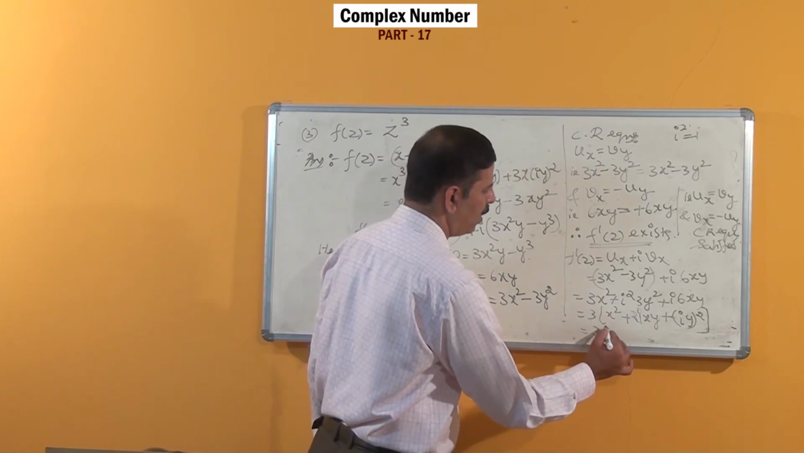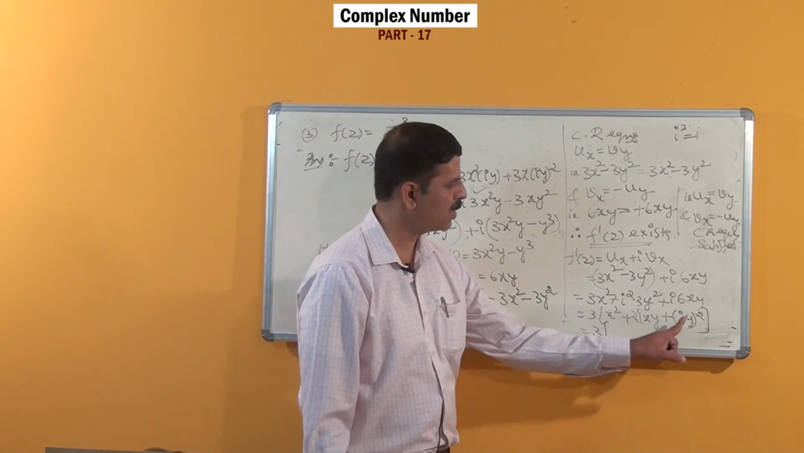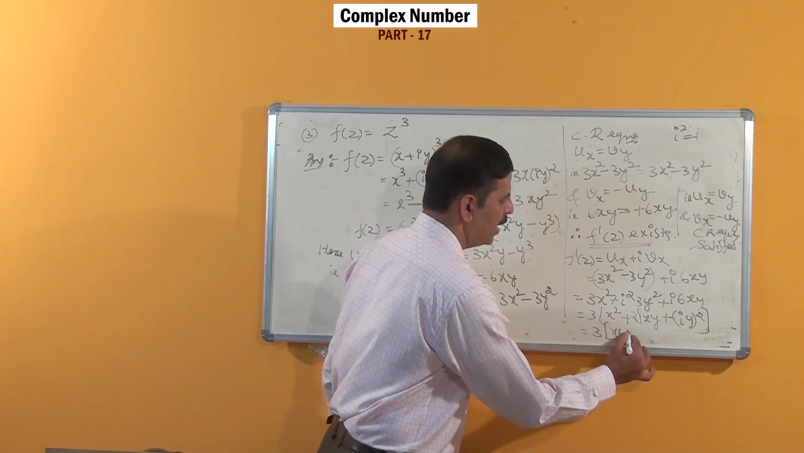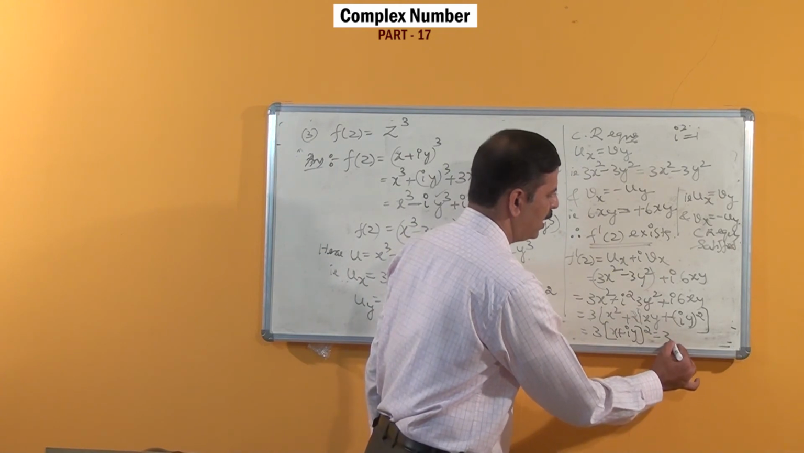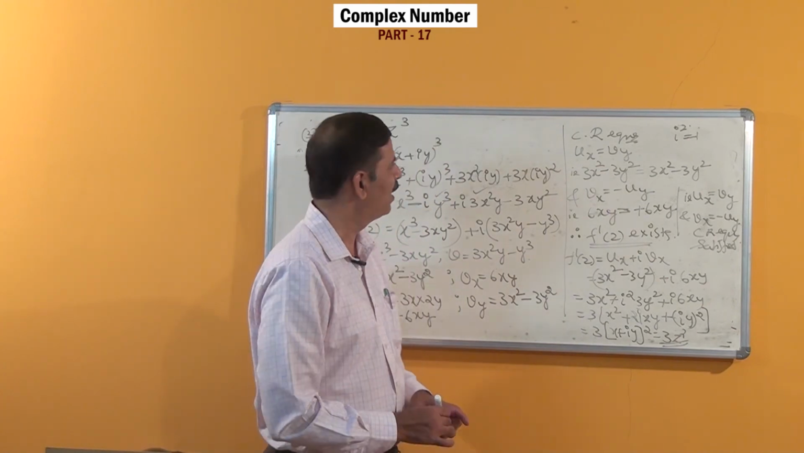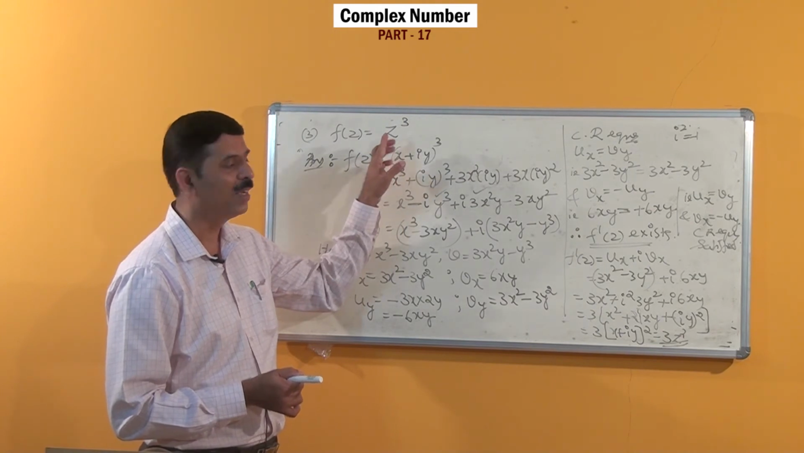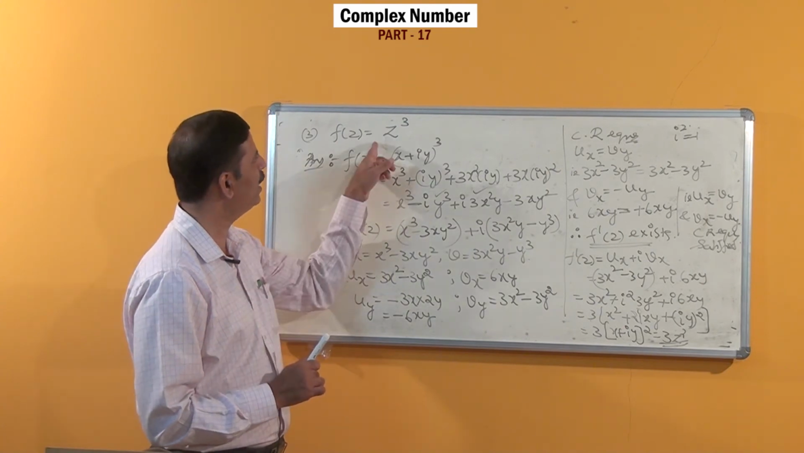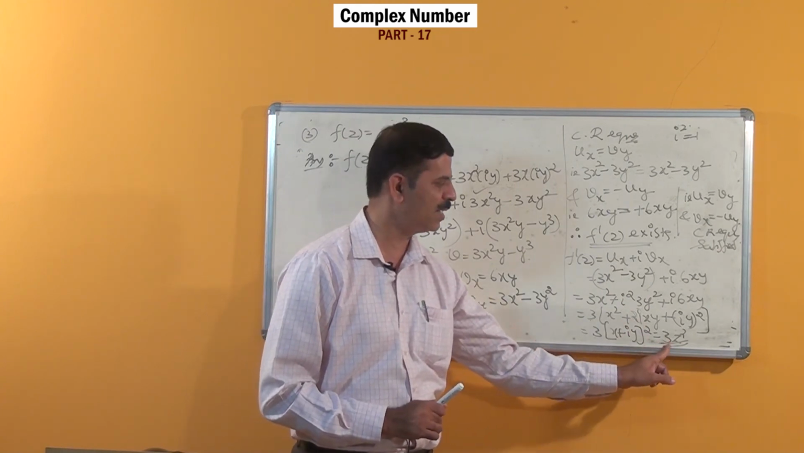Now read it properly, observe it properly. How can we write this? a square plus b square plus 2ab is nothing but x plus iy whole square, isn't it? Or this becomes 3 into z square. Indeed, you have got the derivative of the function. What is the function given? f of z is equal to z cube. By your knowledge, the derivative of z cube is nothing but 3z square. Therefore, you have got 3z square by using the CR equation also.